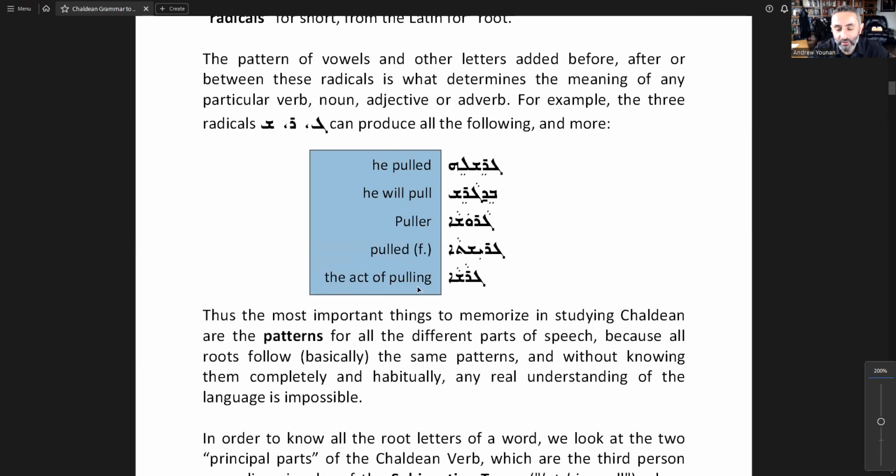Something that's pulled, the act of pulling. So in English also, you have the same root, pull, and then you have stuff before and after it. He pulled: the ed at the end makes it past tense, and he tells you who is doing it. So you have stuff before and after that tells you what's happening with this verb and this root, and so on with all of these different forms of the word.